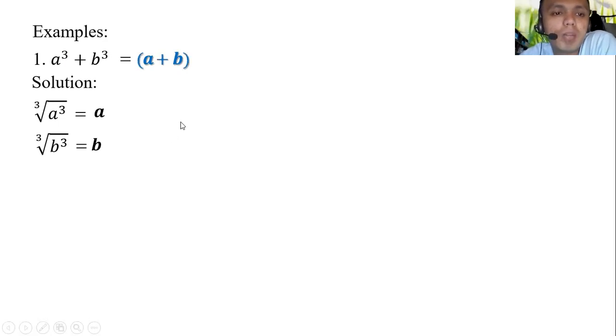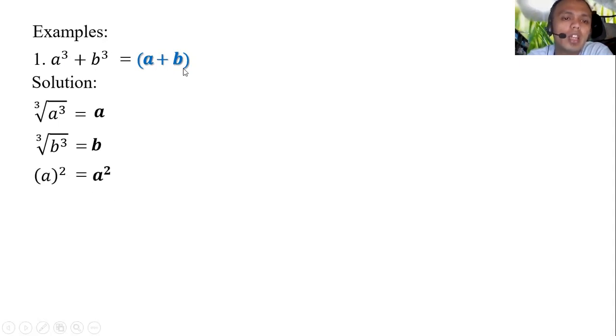Now, it doesn't end there. That's only our first factor. There should be 2 factors. Now for the second, what should we do first? We get the square of the first term from here. Our a, we square it, we have a raised to 2, which is a squared.